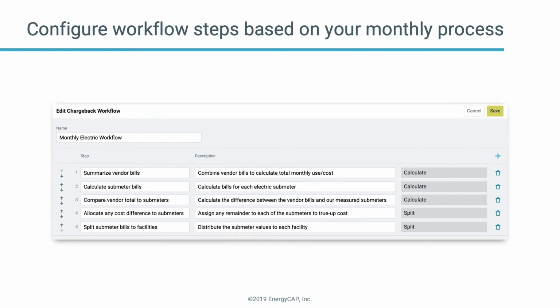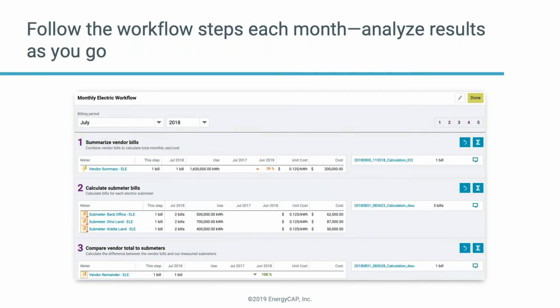I also provide a description so that people who might be new to the process or those who might be running the process can easily reflect on what needs to be done or what the purpose of a particular step is. Once I've defined this workflow, then I can group my chargebacks together into each of these steps. And from this new view that's available in EnergyCAP version 7, you can follow each step every month and analyze the results as you run the steps.